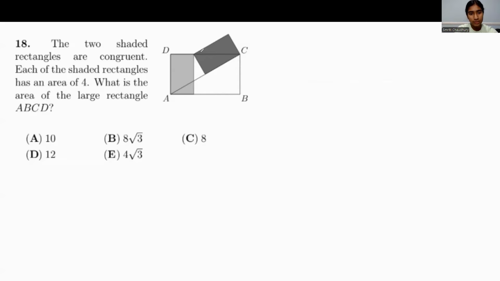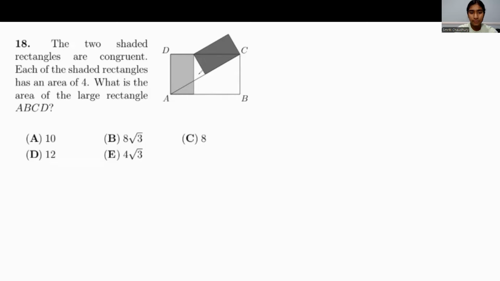So this width is the same as this width, and this length is the same as this length. And we're trying to solve for the area of this large rectangle, ABCD, knowing that. So our strategy would be to solve for this rectangle in terms of these smaller rectangles, and then plug in the value of 4 for them and find the value of the area of this large rectangle.